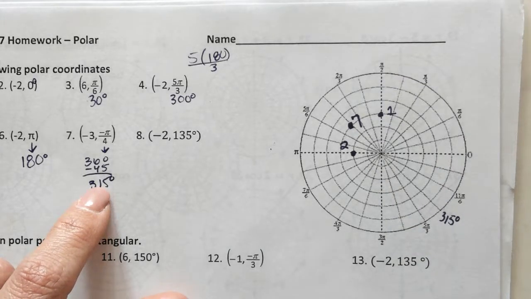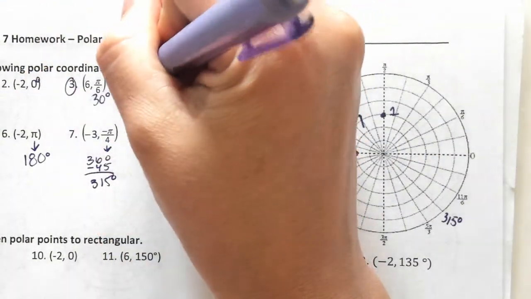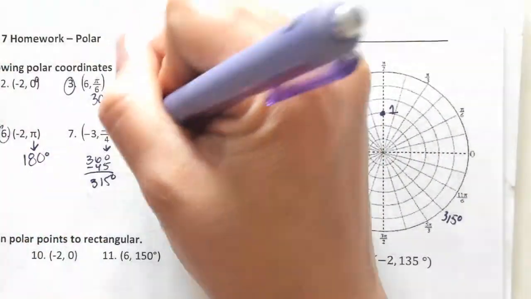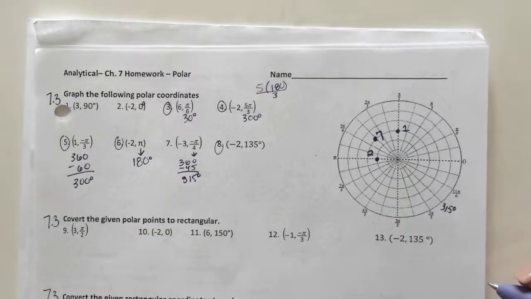Alright, do the rest of the graphing part on your own. So you're working on number 3, 4, 5, 6, and 8. Graph these 1, 2, 3, 4, 5 points. We'll zoom out.